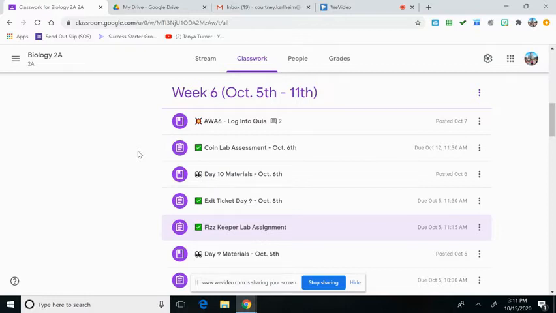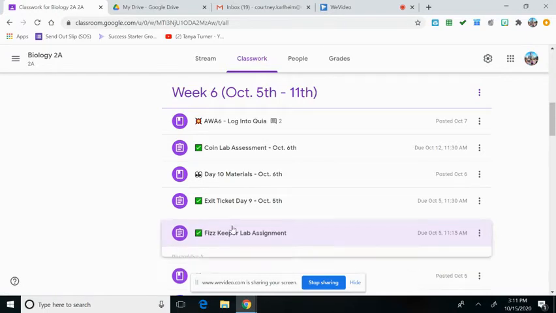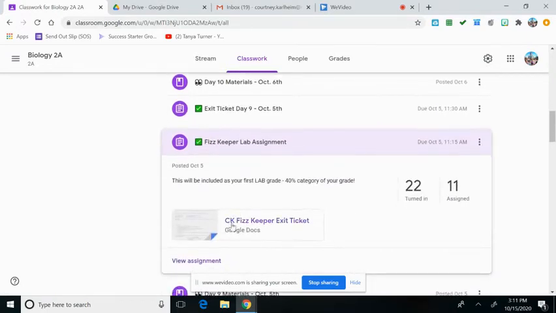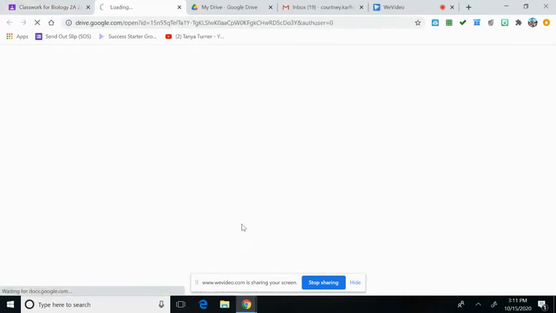Therefore, if you were gone on October 4th, 5th-ish, maybe before that, if it's a B day, you need to go to week 6. Everyone has the same week 6. And you need to go to the fizzkeeper lab assignment. You will be opening this document, and we will go through it together.